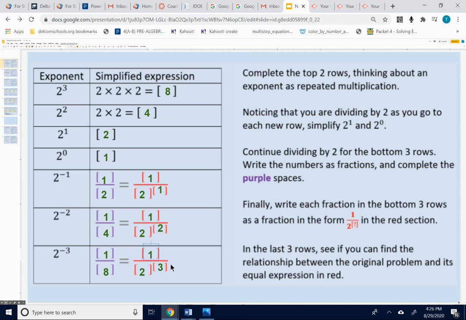Just keep that in mind, but just try to do the same type of data table for 3's on the next slide. See how you do there.